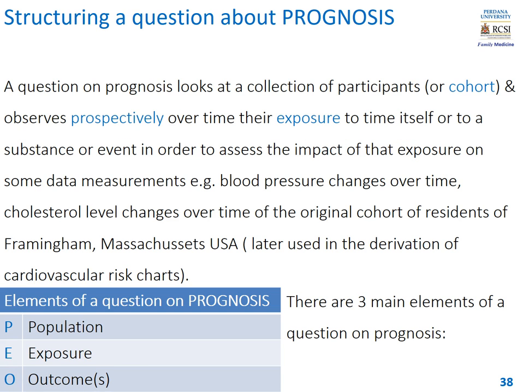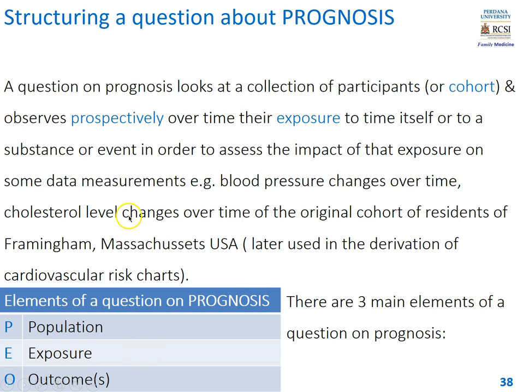A question about prognosis is different again, in that you were looking at a group or cohort of patients or participants and following them over a period of time. They have an exposure to something. For example, it could be asbestos, and then looking at them over 10, 20, 30 years to see if there's a development of mesothelioma, for example.